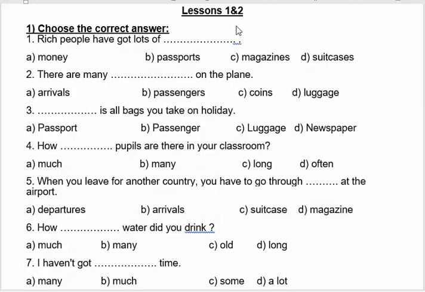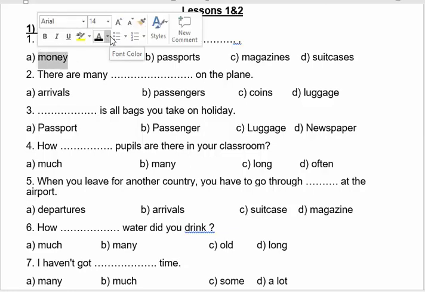Exercises on lessons 1 and 2. The first question, choose the correct answer. Number 1, rich people have got lots of what? Money, passports, magazines, suitcases. Rich people have got lots of. The answer will be money. Rich people have got lots of money.